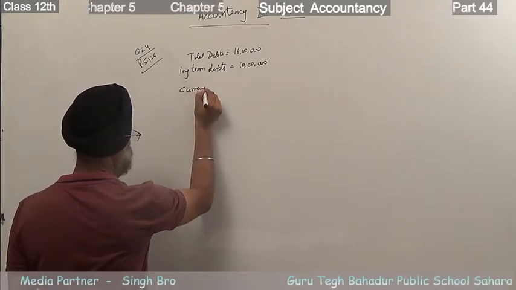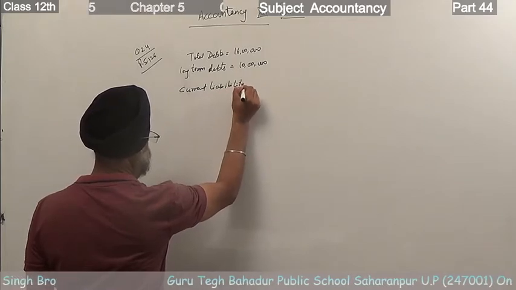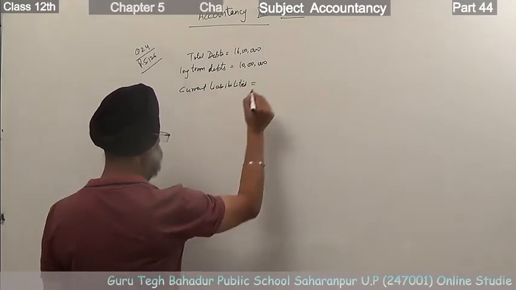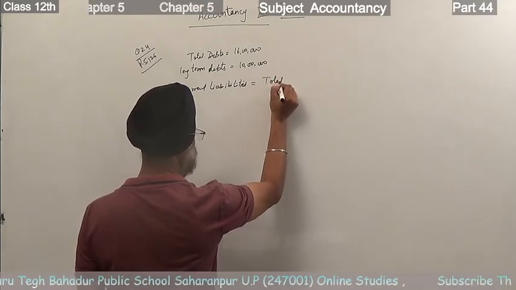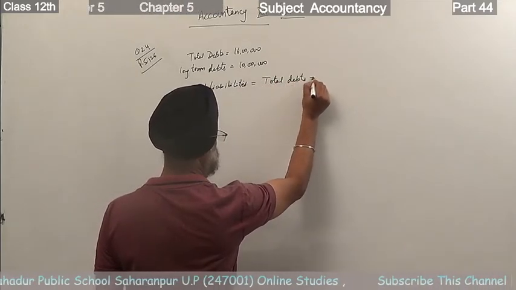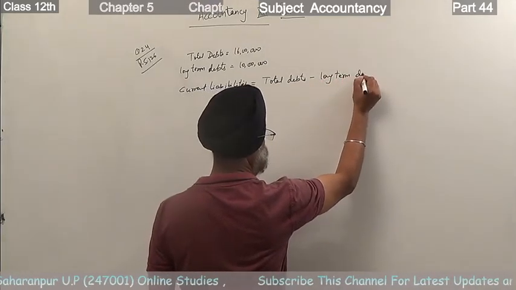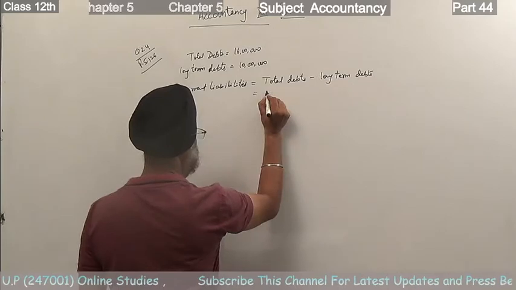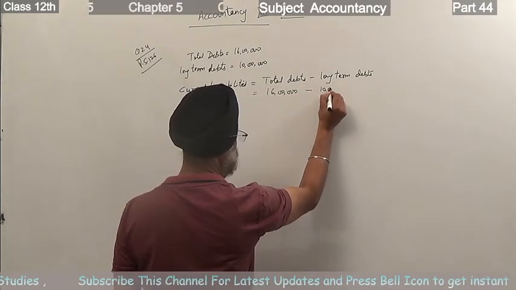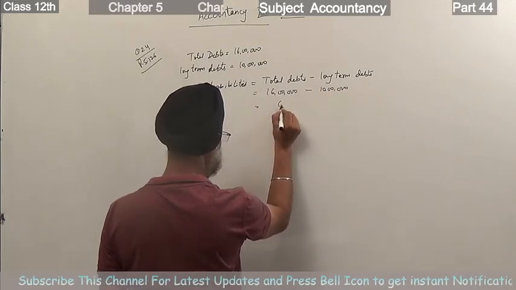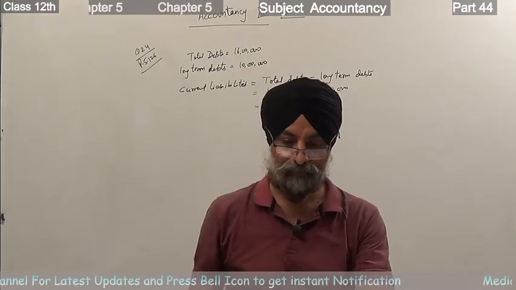Current liabilities equal to total debts minus long term debts. Total debts are 16 lakh and long term are 10 lakh. So subtract this, we will get 6 lakh as current liabilities.